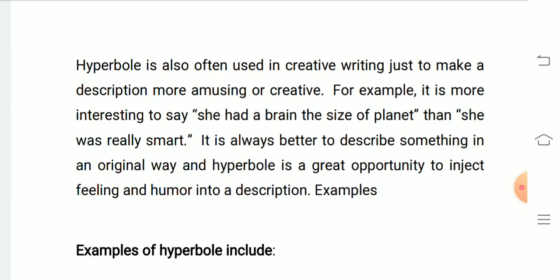Hyperbole is also often used in creative writing just to make a description more amusing or creative. For example, it is more interesting to say she had a brain the size of a planet than she was really smart. It is always better to describe something in an original way, and hyperbole is a great opportunity to inject feeling and humor into a description.